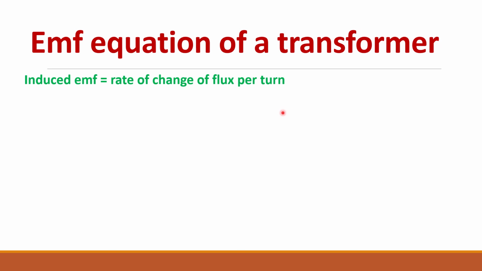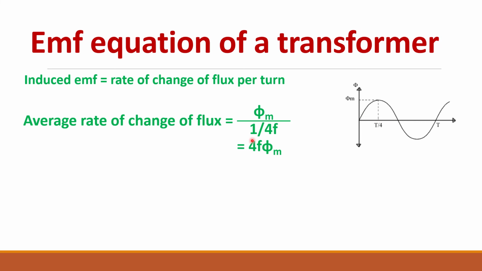Next, we will write the EMF equation of the transformer. The induced EMF is given by the rate of change of flux per turn. But our flux is a sinusoidal quantity. You see the total time period is T, so this will be half of that, T by 2, and this will be T by 4. So the average rate of change of flux is equal to phi m, the maximum flux, divided by the time, T by 4. So I can write 1 by 4F, because F is equal to 1 by T. Time period and frequency are inversely proportional, T is equal to 1 by F. So I am writing 1 by 4F, that is equal to 4F phi m.